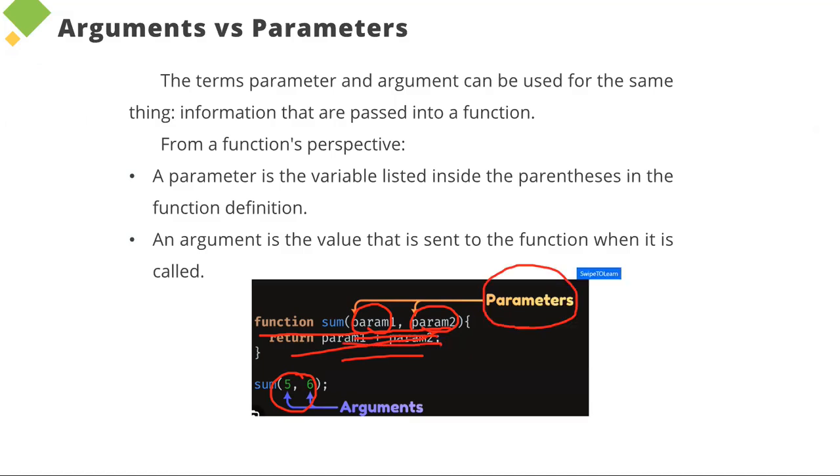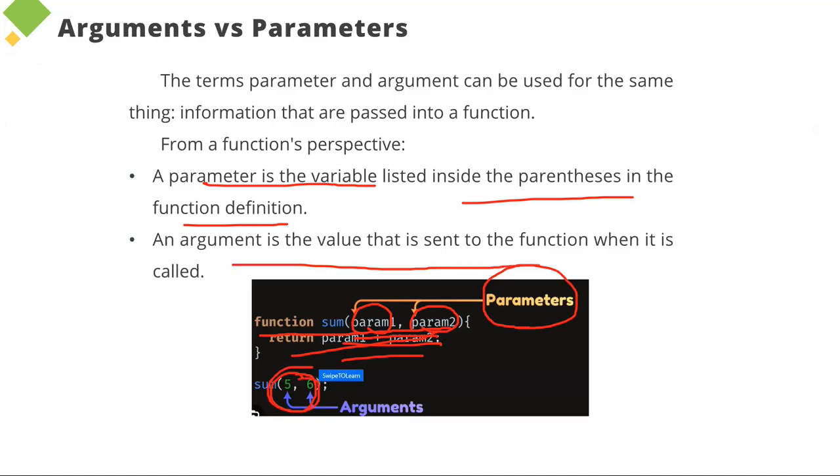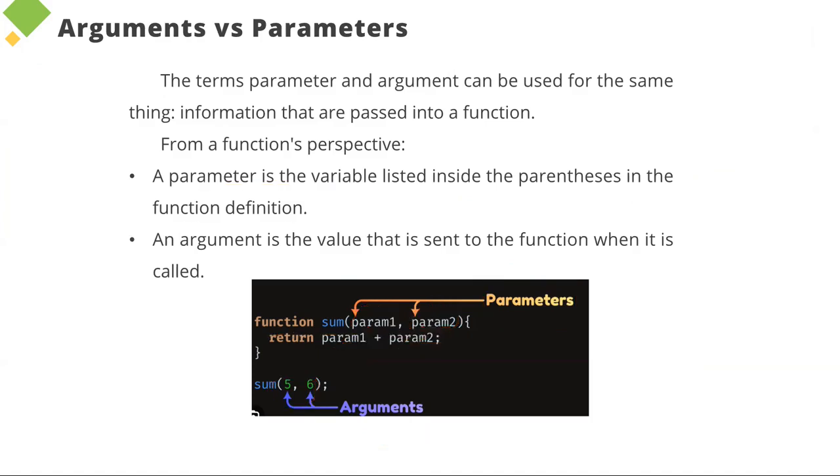A parameter is a variable listed inside the parentheses in the function definition. An argument is a value that is sent to the function. So these 5 comma 6 are called arguments, and param 1 and param 2 are called parameters. You have to have a clear perspective and focus on the difference between a parameter and an argument, where they are used, and the terminology too.